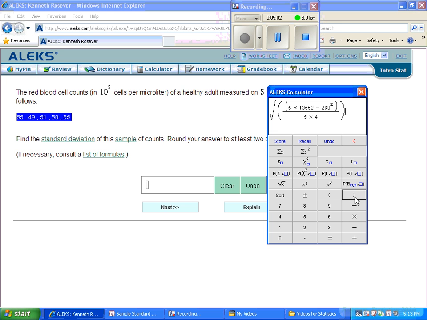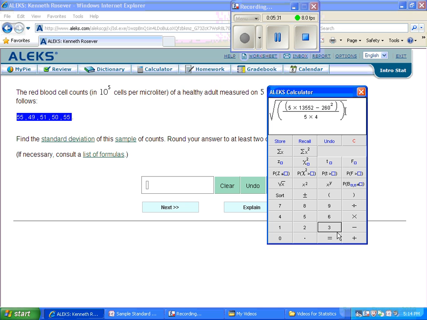Now, that's how you enter it all in there at once. If you didn't want to enter it all at once, you could do it piece by piece. Evaluate what's 5 times 13,552, 62260. Is that right? No, it's 6, 7, whatever. It's 6, 7. You could evaluate that. You could do 260 squared, and you could divide that all by 20 and then take the square root.